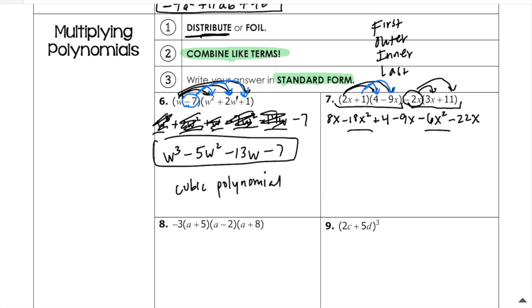-18 minus 6 will give me -24x squared. Cross, cross. 8x minus 9x gives me -x. Oh, I forgot something. And we have a -22x, so that'll be -23x, so my bad. So I have this one, and this one. So -23x. And then I have my 4, so I'm just going to put him at the end. He's my constant.